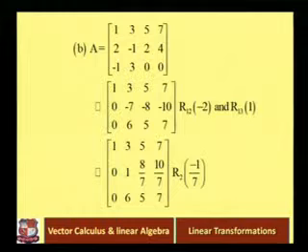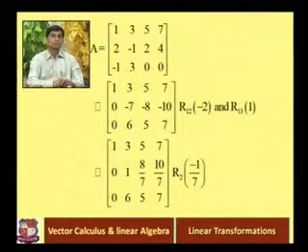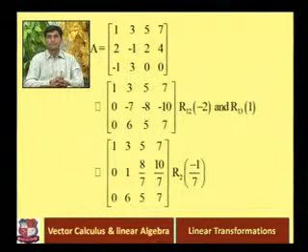Next example. Here is another matrix. Again we convert this matrix into row echelon form. The first row multiplied with -2 and added into the second row gives 0, -7, -8, -10. For the third row, we multiply the first row with 1 and add it into the third row, so the third row becomes 0, 6, 5 and 7.